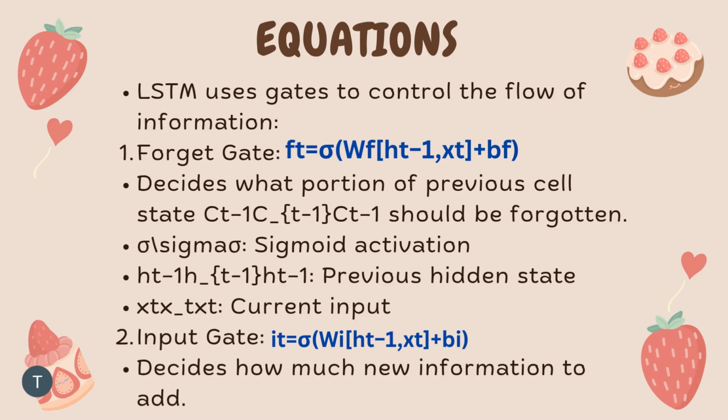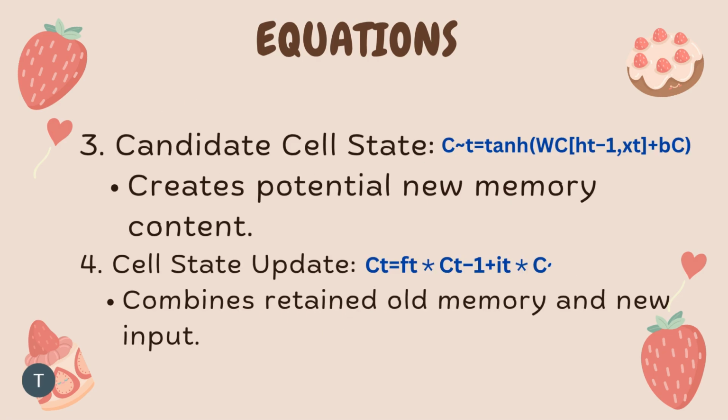And now we are seeing about the input gate, where this input gate decides how much new information is to be added. And the input gate is denoted as i_t with the sigmoid function and the weighting factors too. And now we are seeing about the candidate cell state, where it creates potential new memory content. And the cell state update, where it combines retained old memory and new input. Here we are seeing the cell state is denoted as C_t and the weighting factors too.